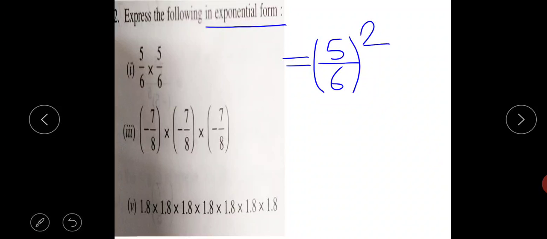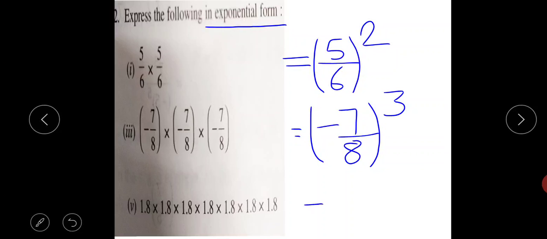Similarly, in part third, -7 upon 8 is repeated 3 times. So we write it as -7 upon 8 to the power 3. And in the fifth part, it is equal to 1.8 to the power 1 2 3 4 5 6 7 है. So 7 times.